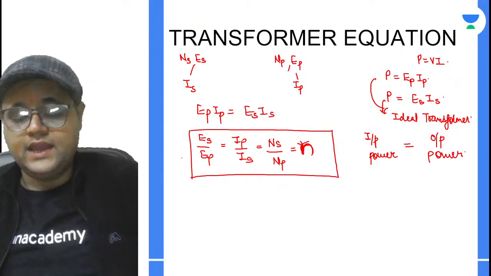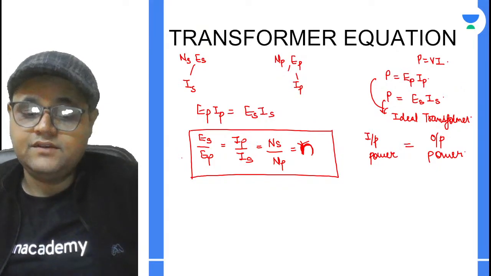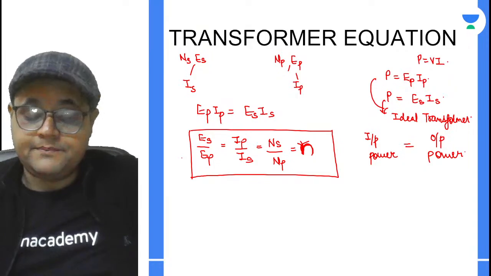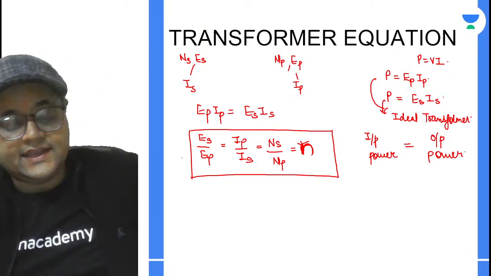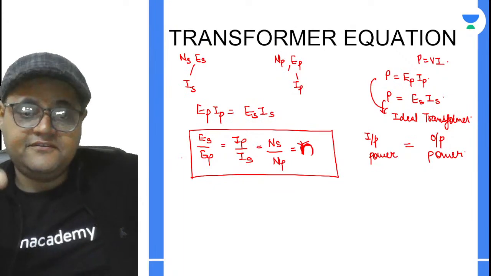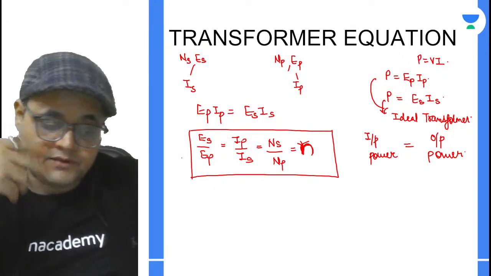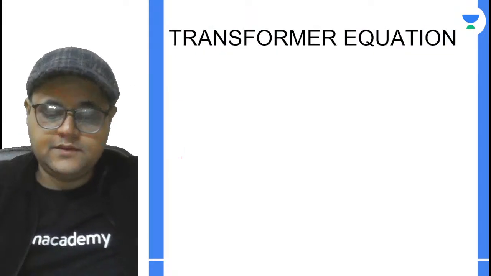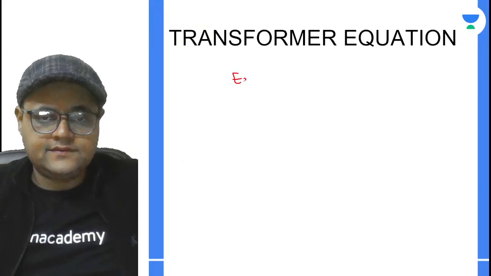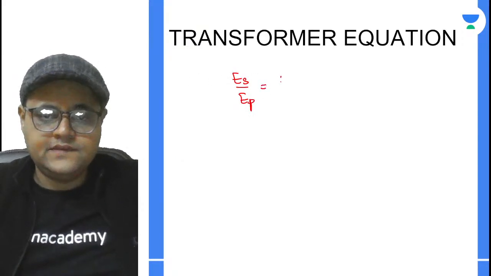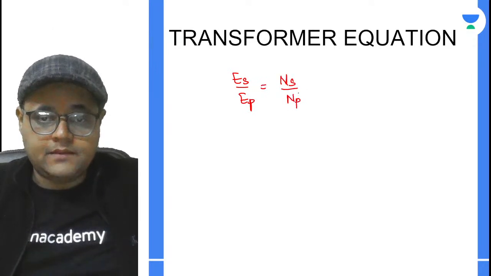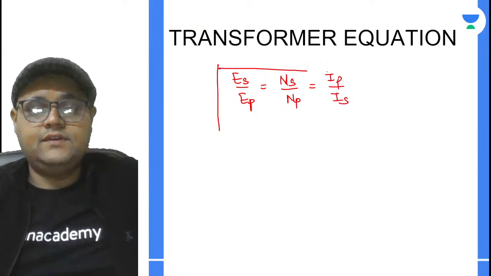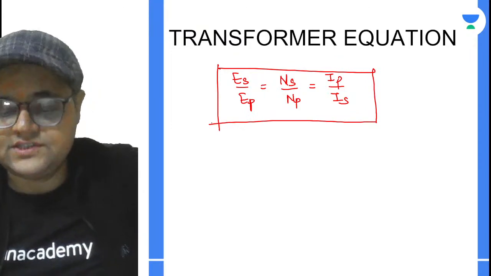Now you get to know a number of things. It involves a lot of conclusions. When a transformer will act as a step up transformer, and when it will act as a step down transformer, you will get everything from this particular equation. Before we move on to that, let me write the equation here once again. ES upon EP is equal to NS upon NP is equal to IP upon IS. Just note that the current part has a reverse relation.